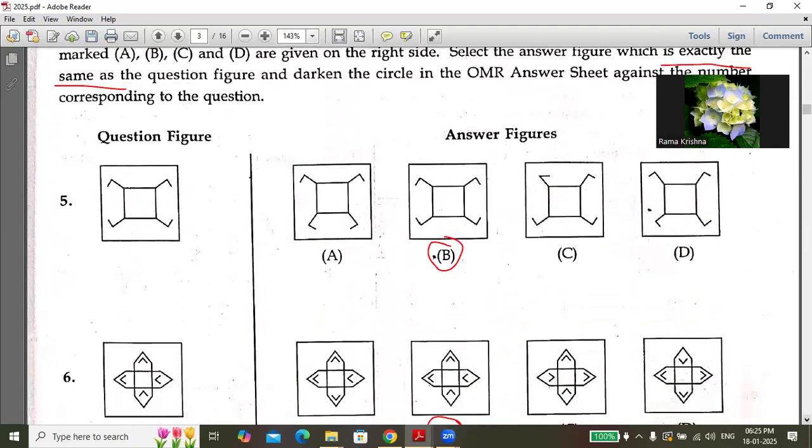Next, this is the similarity. Very simple, you have to identify the exactly matching figure. For the fifth one, B for Bangalore is the correct answer. In A, C, D, you can check that at some place one mistake will be there. For example, here there is a mistake, here you can see a mistake, and here you can see a mistake compared to the original figure. So elimination of wrongs will give you the correct answer.